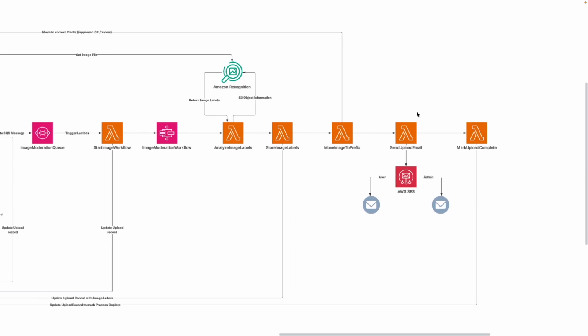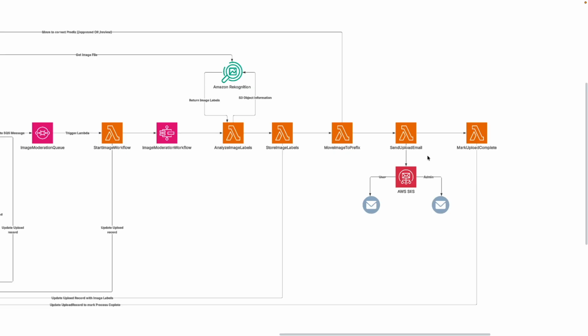Then we will send out the emails. So remember, as per our requirements, we need to send the email to the user if their submission is live. And also if the submission requires further review, so if Rekognition detects that the image contains any restricted categories, in that case, we are going to send two emails out.